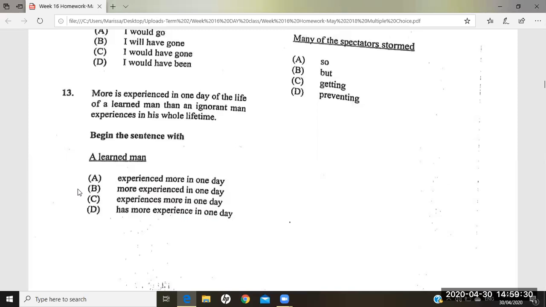Number 13, more is experienced in one day of the life of a learned man than an ignorant man experiences in his whole lifetime. Alicia, you have to begin the sentence with a learned man. Take your time. So a learned man what? A learned man experiences more in one day, or a learned man has more experience in one day? Which of the options is the best? Alicia is saying C. Yes, it is C. A learned man experiences more in one day.